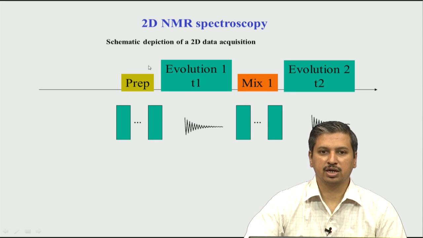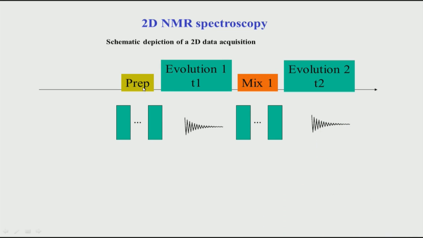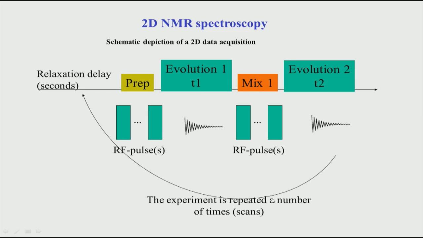So, this scheme is shown again in this picture. We have a preparation period before applying the pulse, we apply the pulse, we have an evolution period, and then we have a mixing pulse, and then it is an evolution again because of the second spin. This is the preparation period which is the relaxation delay. Now we are applying RF pulses. This process is repeated a number of times. That is called a scan. One scan means one single whole process which goes from the relaxation delay to the end of the acquisition.